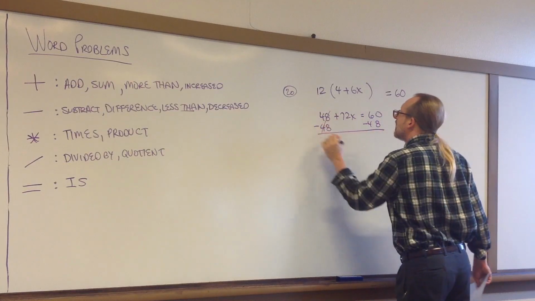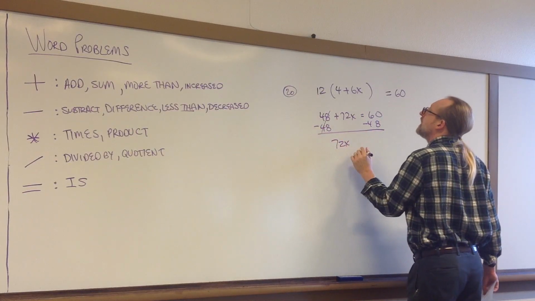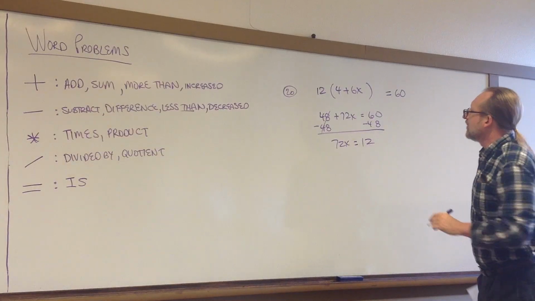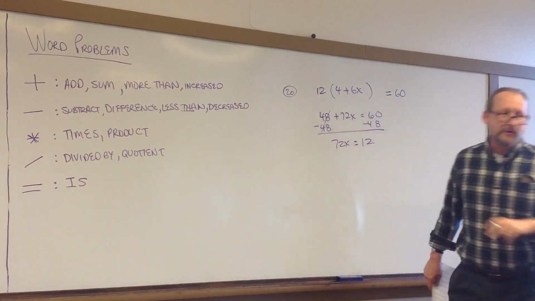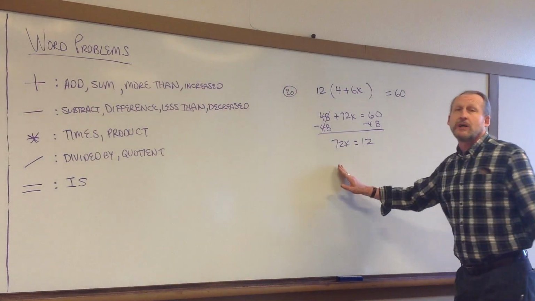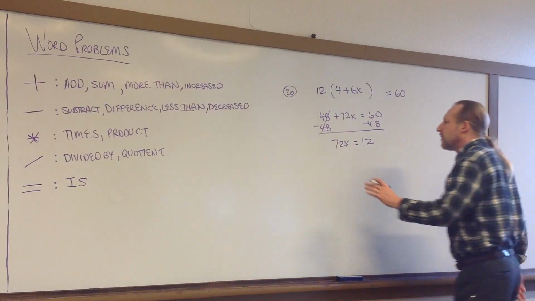Subtract on both sides. 48. That should give us 12. And then again, don't fall into that trap. A lot of people see the 72 and the 12 and they get scared and they're like, oh, I better divide by 12 here. No. That's not what you want to do.